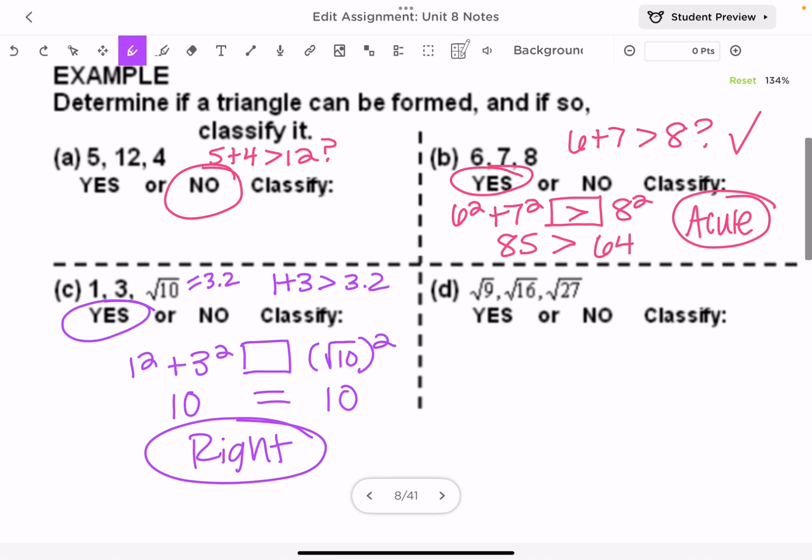Okay, the next one, this looks difficult. It's actually not going to be. If you add the two smaller ones together, they are more than 27. So it is going to create a triangle. Okay, and now I'm just going to check to see what kind.